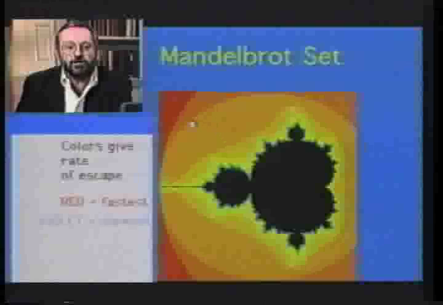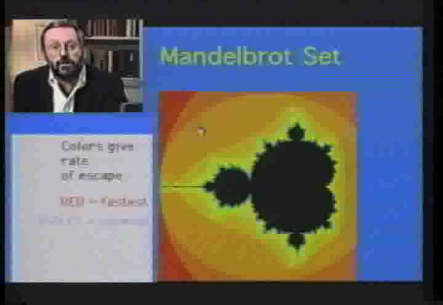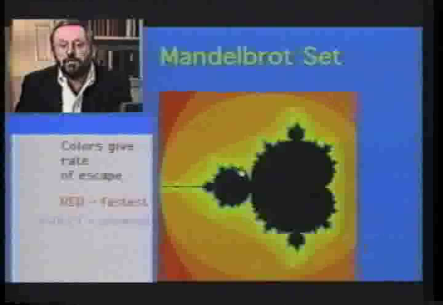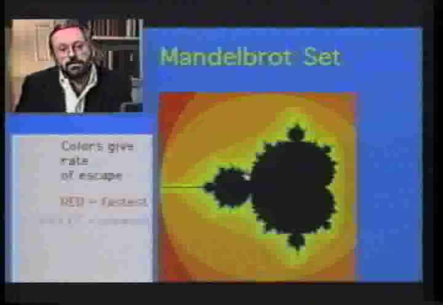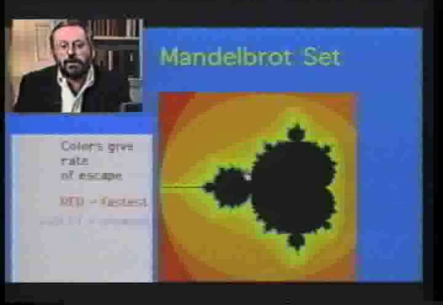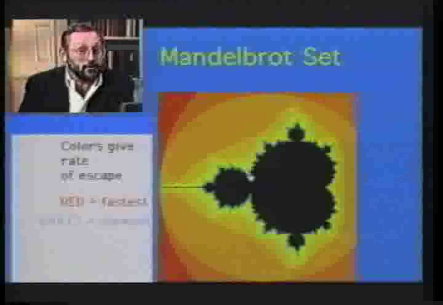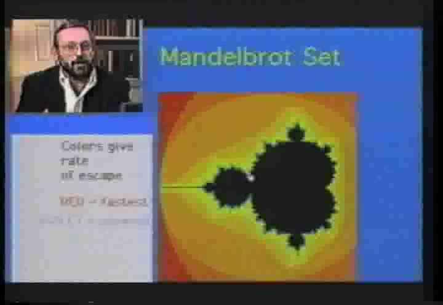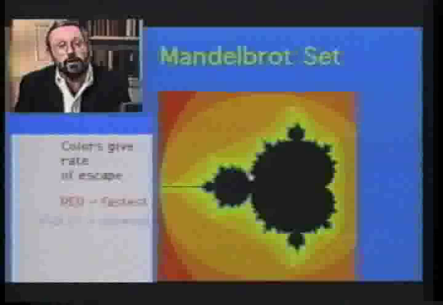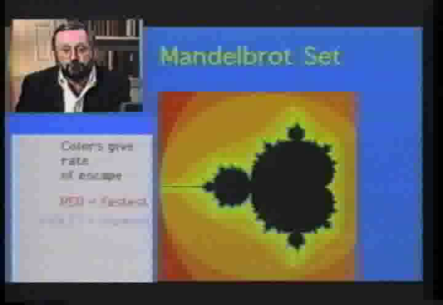I color a point shades of red or orange if the corresponding orbit of 0 tends to infinity fairly quickly, 5, 10 iterations. I color a point shades of yellow or green if the orbit tends to infinity more slowly, after maybe 20 or 30 iterations. On the other hand, I color the point shades of blue or violet if the orbit takes a relatively large number of iterations before you start saying big, bigger, and so forth. So I color a point blue if it takes maybe 40 or 50 iterations to escape to infinity.